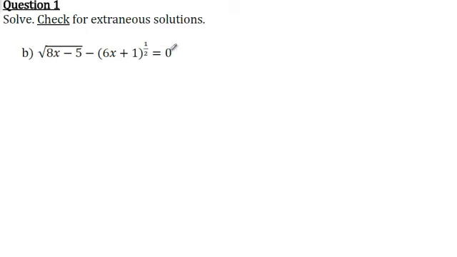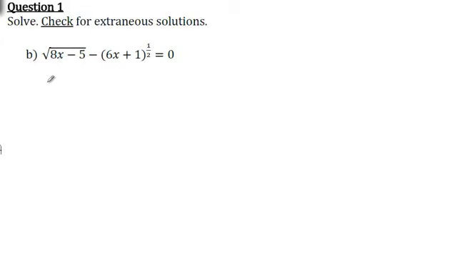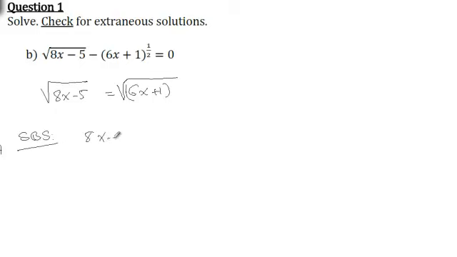So we take this one to the other side, just to make them on different sides. Then we square both sides. So radical 8x minus 5 is equal to 6x plus 1 to the power 1 over 2, which also means radical. So now here we have radicals on both sides. We square both sides. We get 8x minus 5 is equal to 6x plus 1. Okay, so squaring both sides will remove the radical sign.